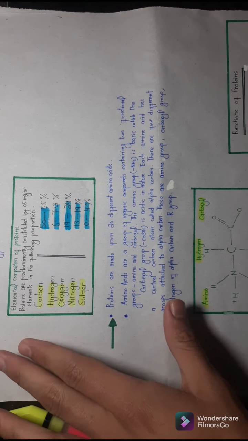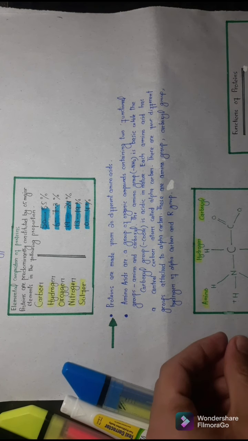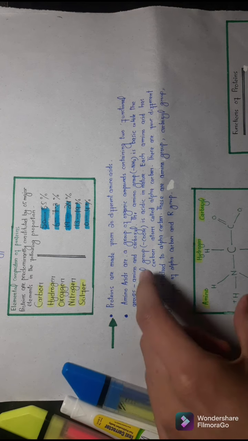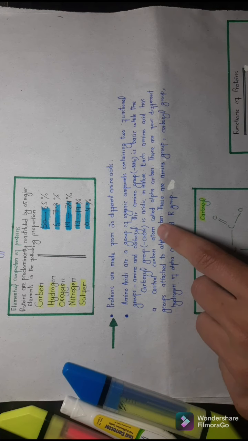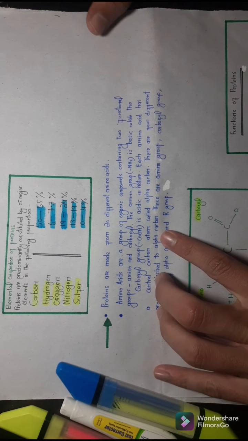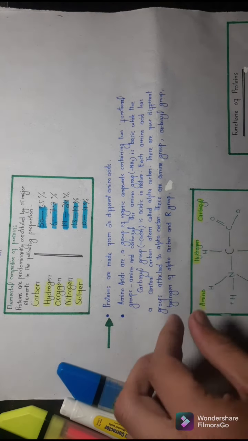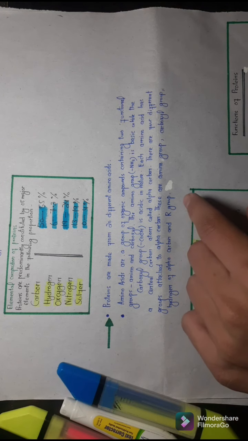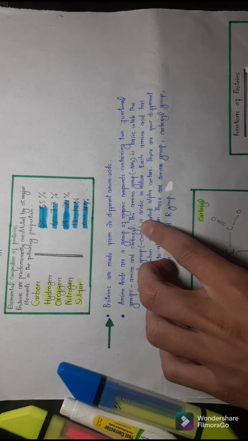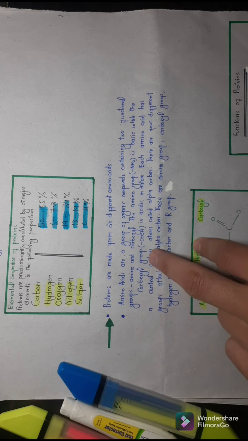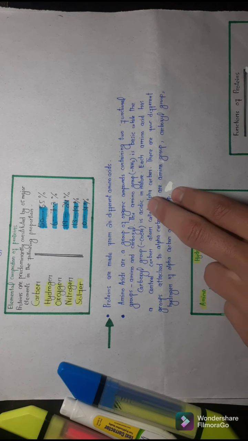As we know, proteins are made up of amino acids, and there are 20 different amino acids present in our body. Now, what is an amino acid? Amino acids are a group of organic compounds containing two functional groups, amino and carboxyl. The amino group is basic while the carboxyl group is acidic in nature.